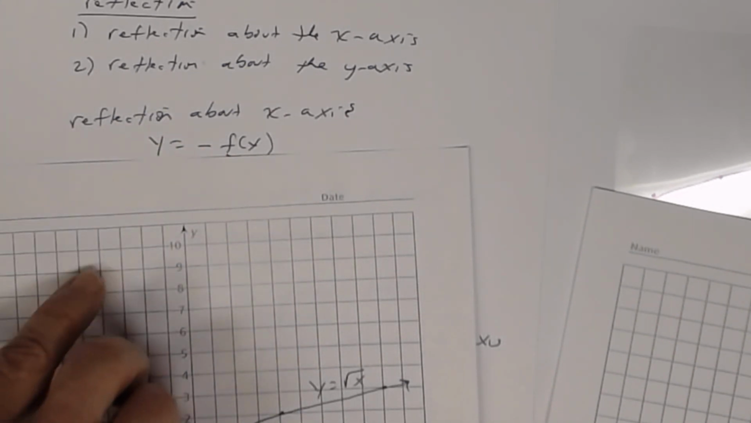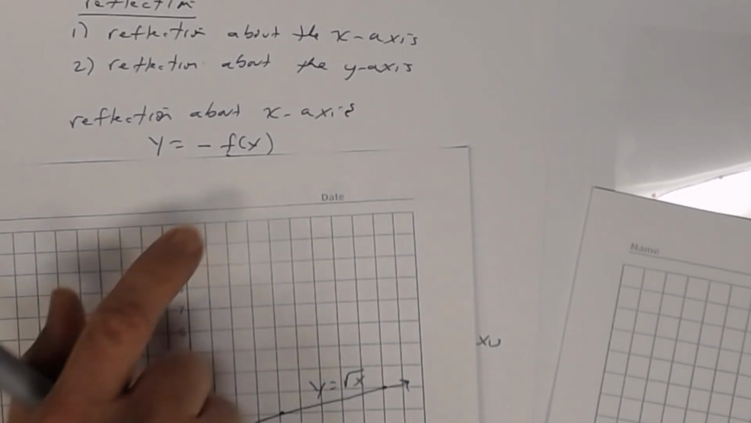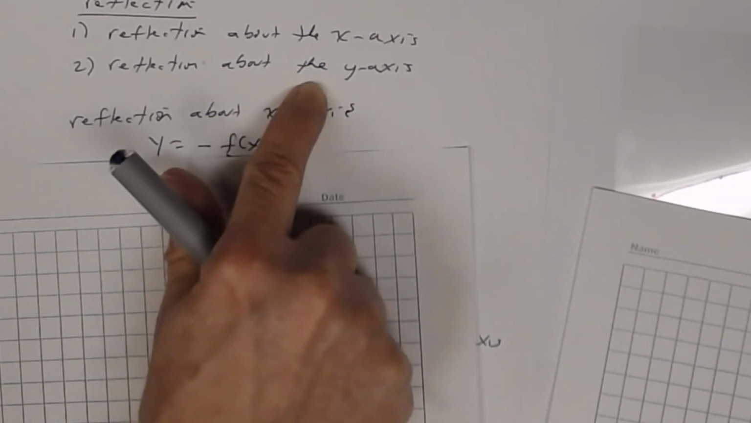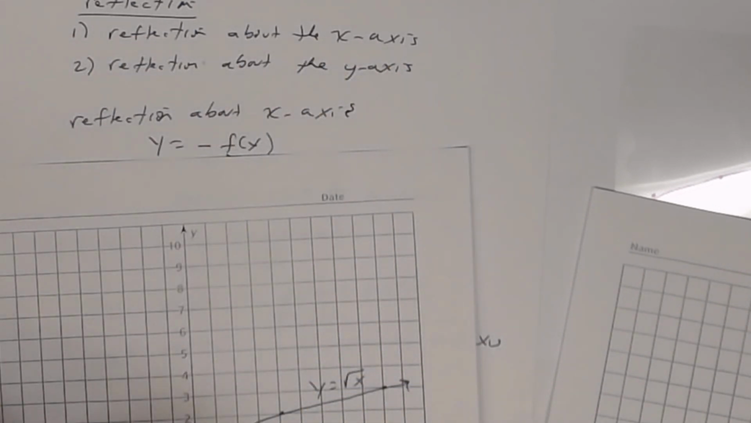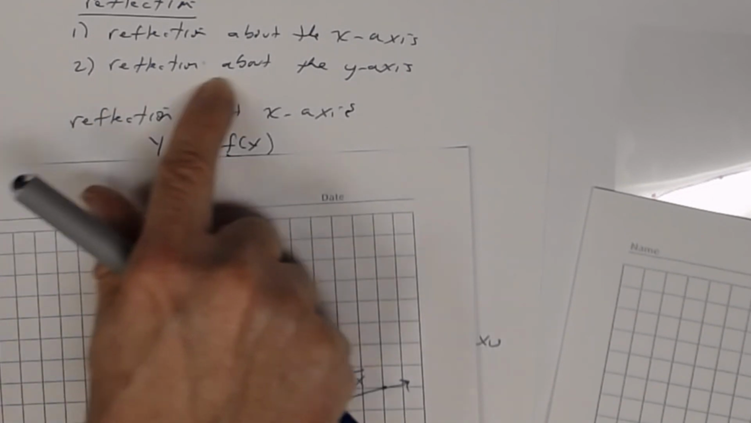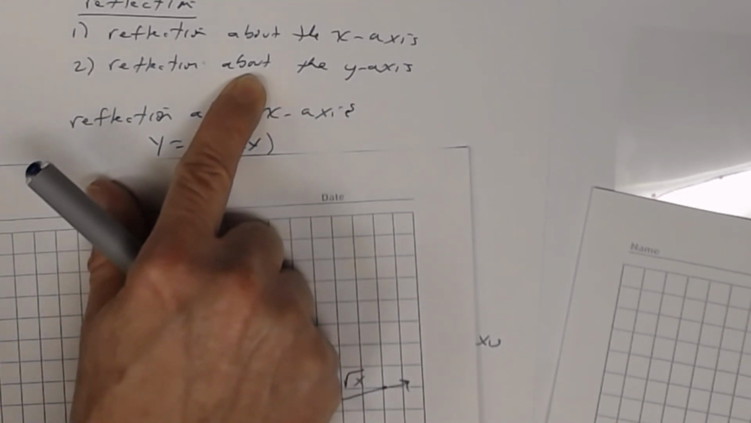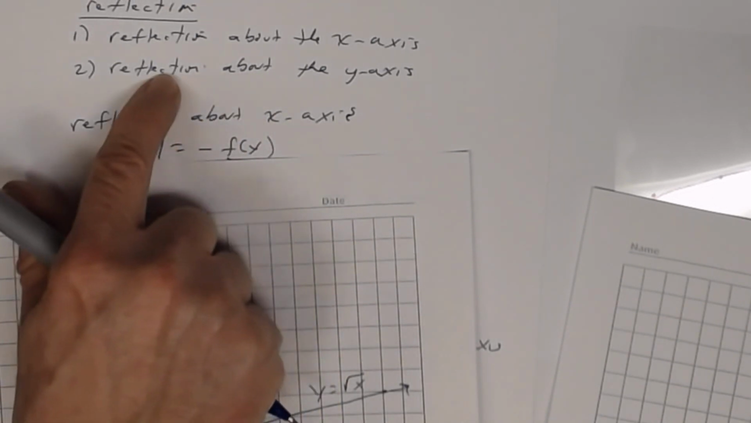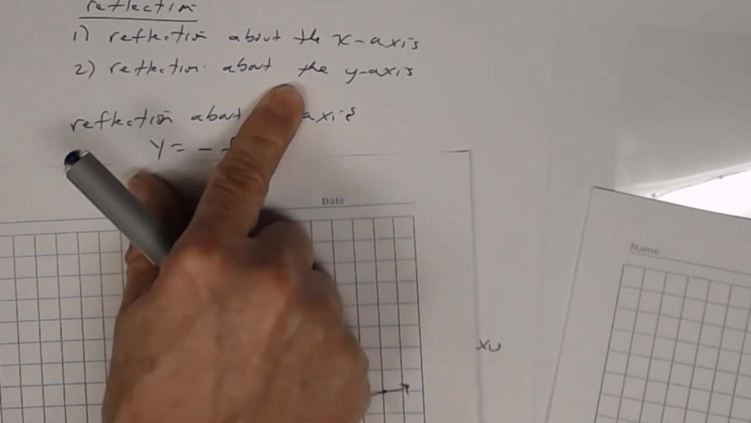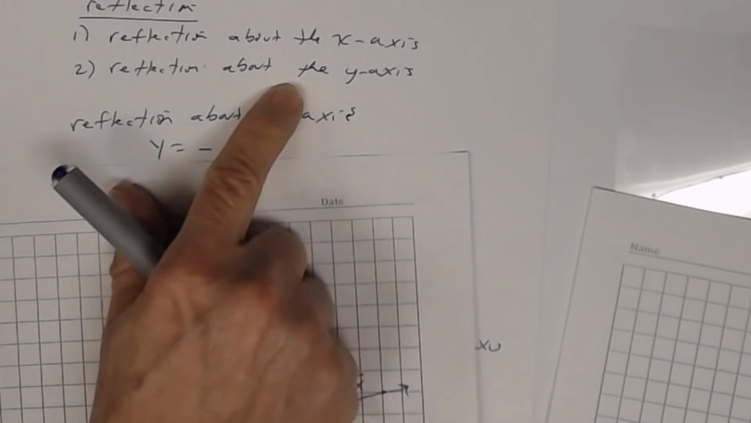But I just want to tell you, on a test, I'm not going to ask about reflection about the y-axis. It will be a reflection about the x-axis. But on a worksheet on my math lab, you could be asked something about the reflection about the y-axis. But because of our time, you're going to have to look at this in one of the videos, I think on Tuesday's lesson.